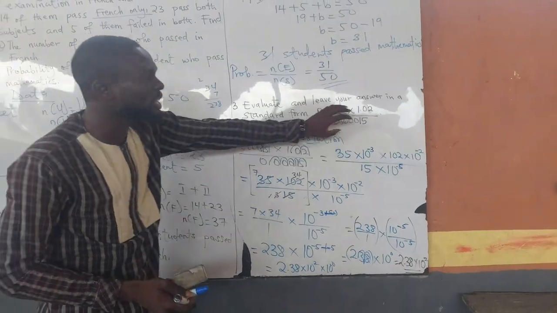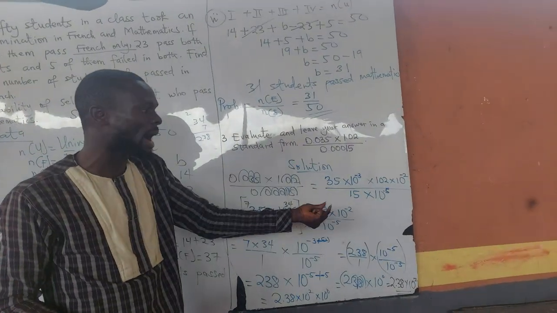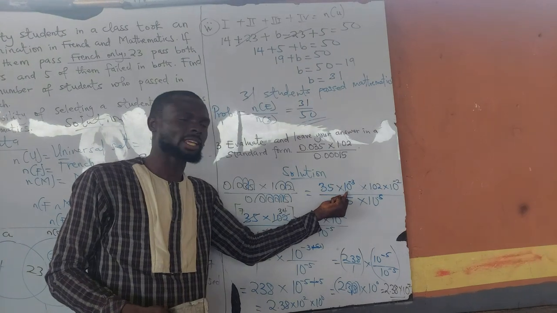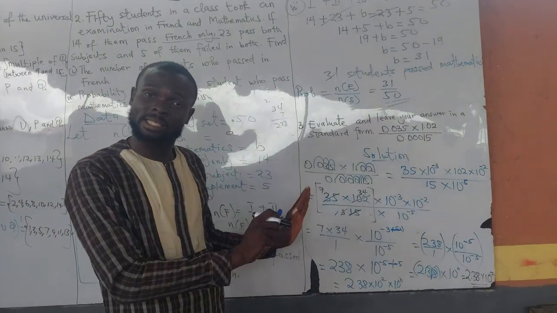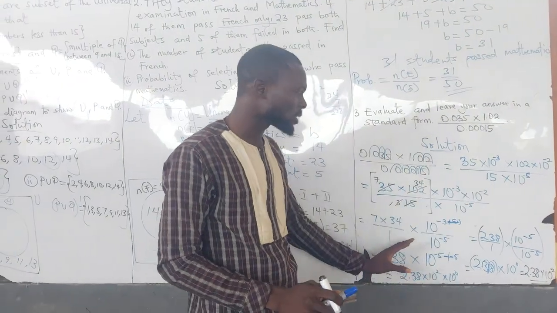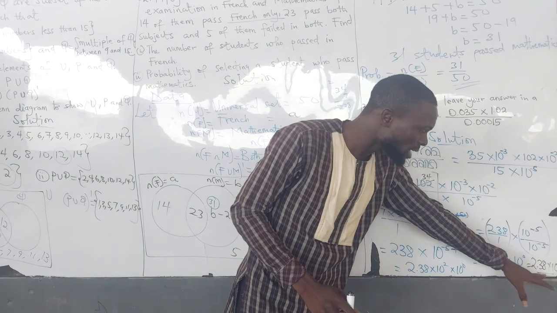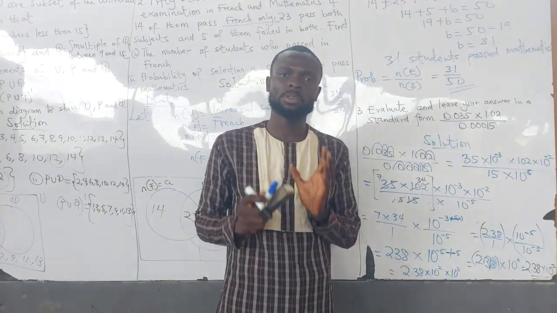If a question like this should come, just change the decimal into a whole number and write it in standard form like this. Group the whole numbers, take your time and cancel out. You just apply the law of indices, you subtract, you break it down, and leave your answer in the final form, the standard form being required.